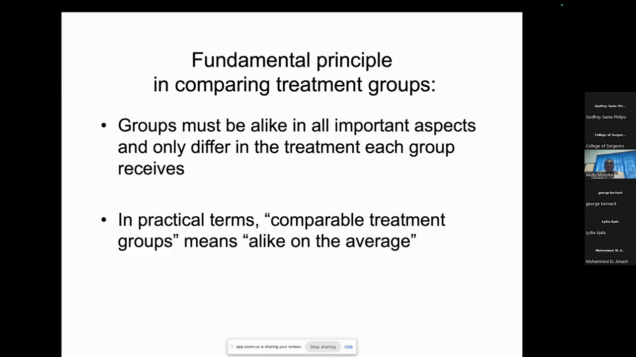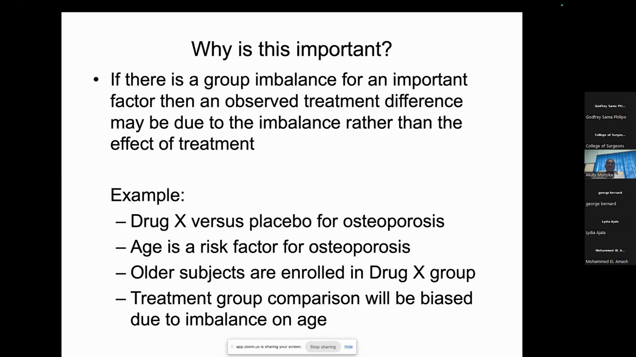So in practical terms, comparable treatment groups means alike on the average. In other words, you have really matched group A and group B, and the only difference is the measured treatment or procedure. Why is this important? If there is a group imbalance in an important factor, then an observed treatment difference may be due to that imbalance and not necessarily from the treatment or the procedure being tested.